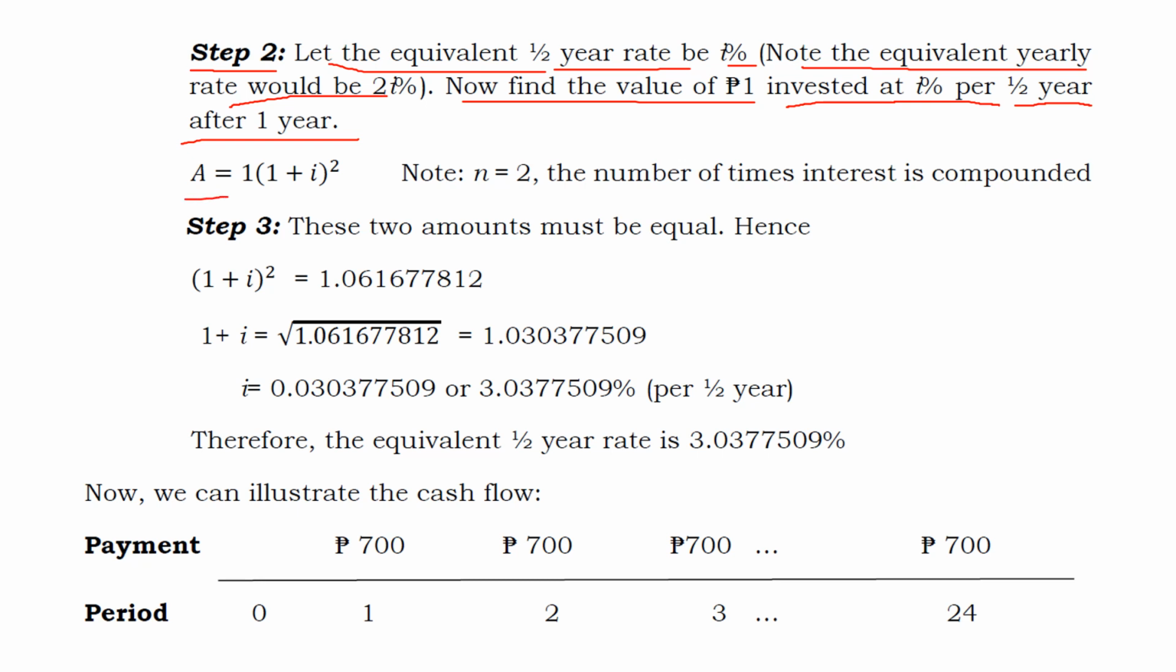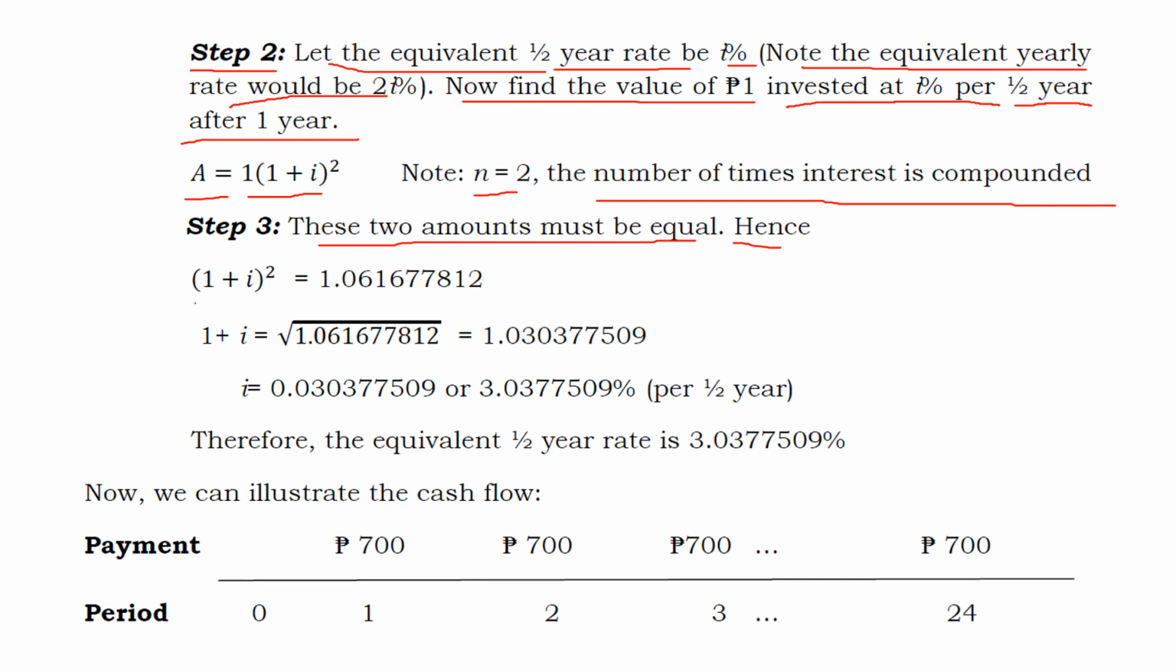So your A now is 1 multiplied by 1 plus your I, your interest rate, raised to 2. Note that N is 2, the number of times interest is compounded, because it is semi-annually. These two amounts must be equal. Hence, let's try to solve.